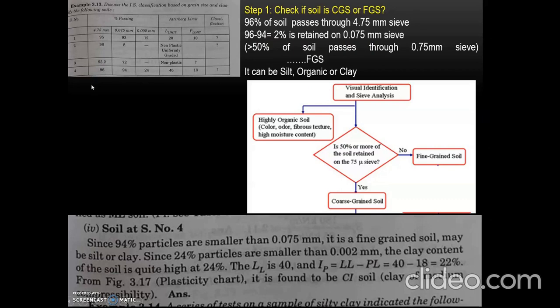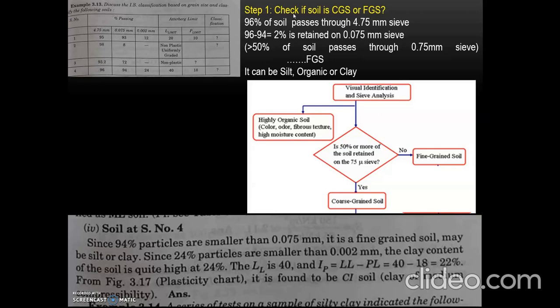Now the next classification. We will have to classify the fourth soil given in the table, for which the percent passing through the 4.75 mm sieve is 96%. The percent passing through 0.075 mm is 94, and the percent passing through 0.002 mm is 24. The liquid limit value is given, based on which we can confirm whether it is L, I or H. The plastic limit value is also given, and based on these values we will have to classify the soil.